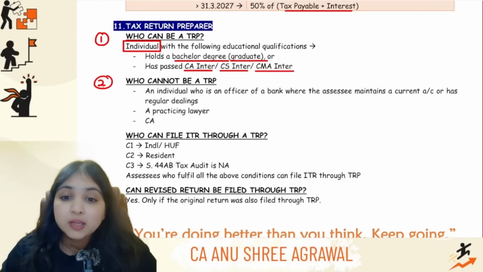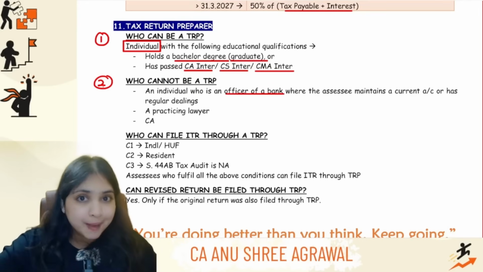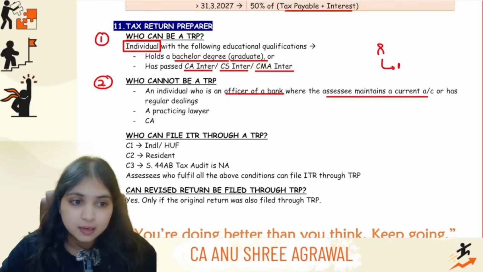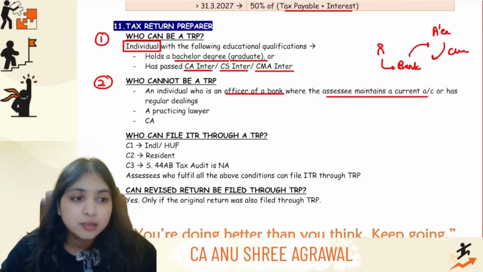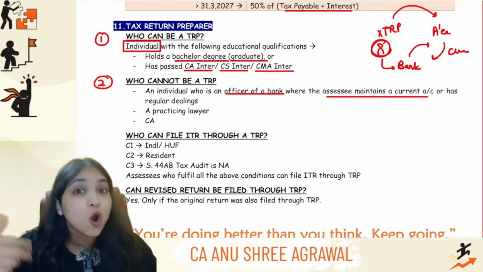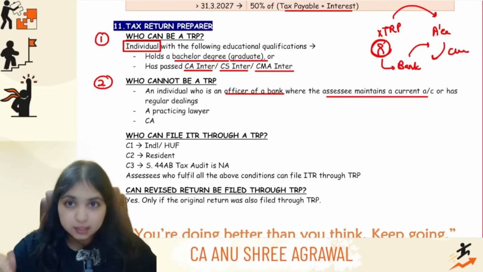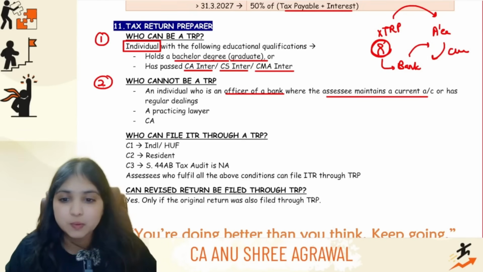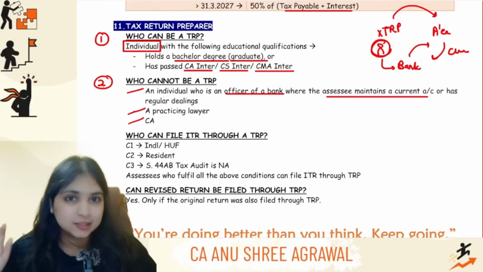Point number 2, who cannot be a tax return preparer? An individual who is a bank officer of that bank where the assessee is having a current account. So if there's a person working in a bank, and in this bank the assessee is having a current account, this bank officer cannot be a TRP for this assessee. A bank officer of that bank where the assessee is having a current account can't be tax return preparer for that assessee. Point number 2 continues: a practicing lawyer and a chartered accountant, these people cannot be tax return preparers.